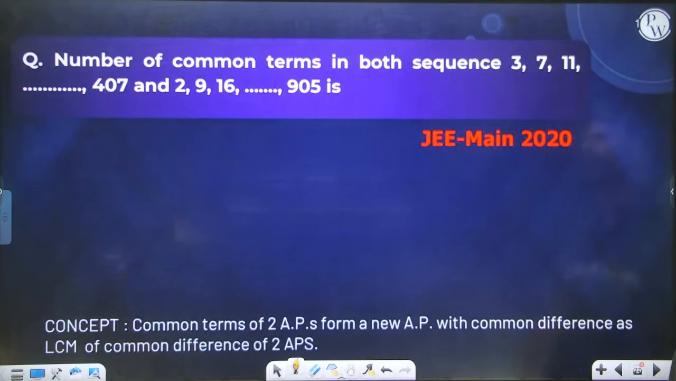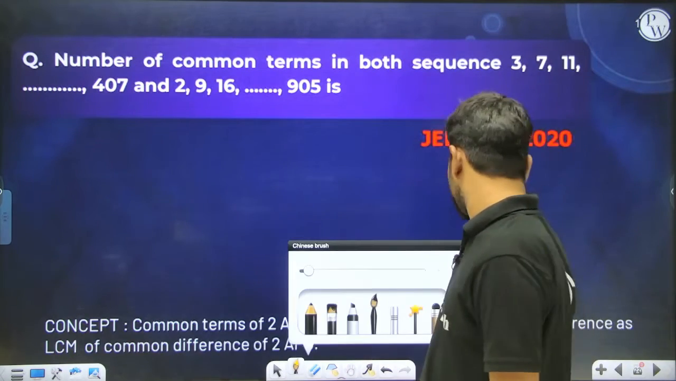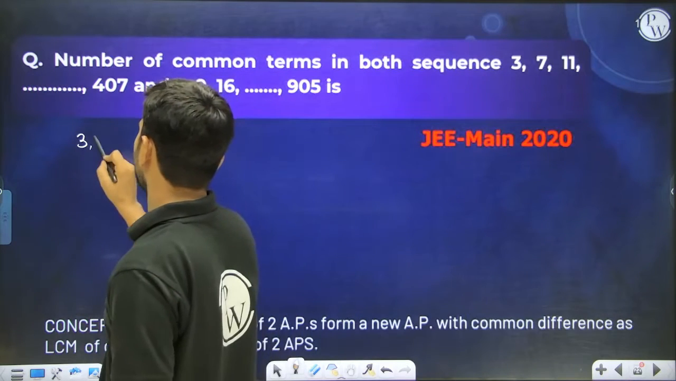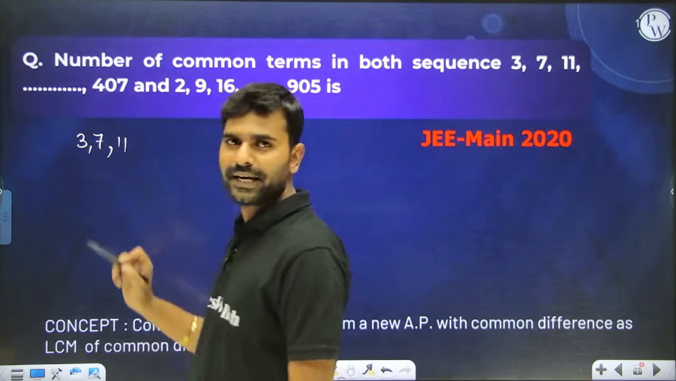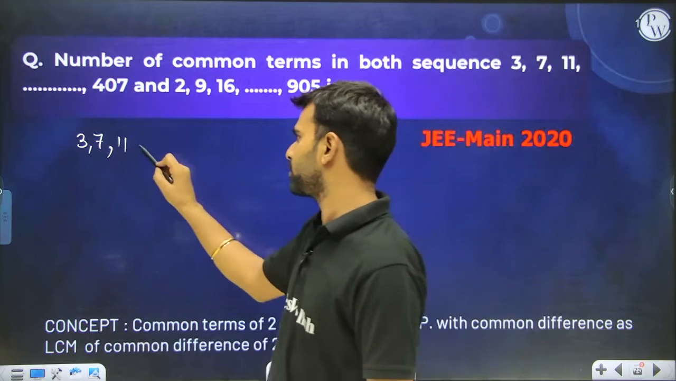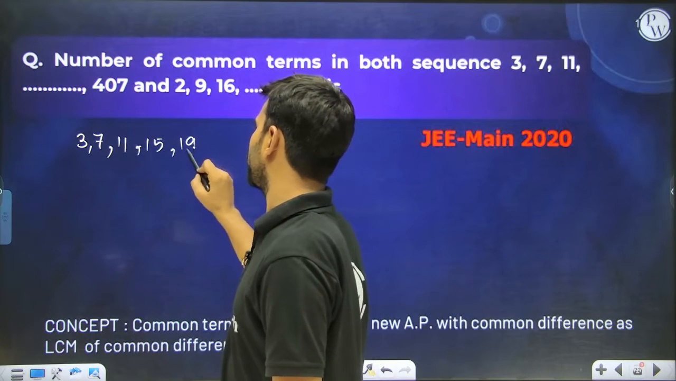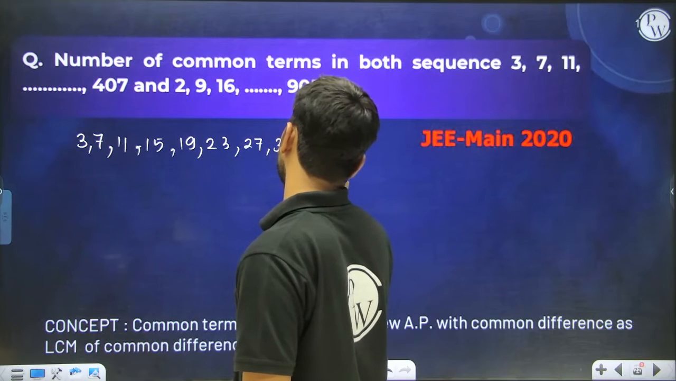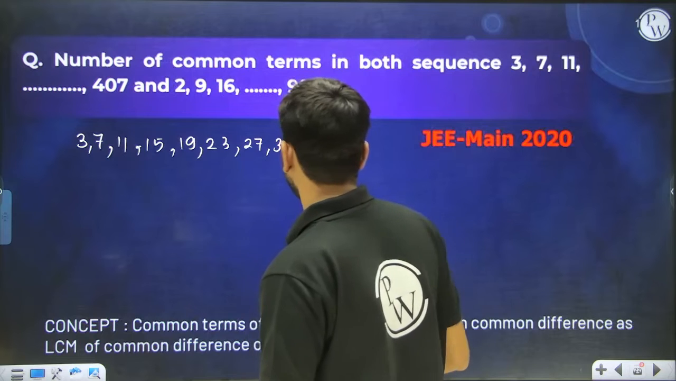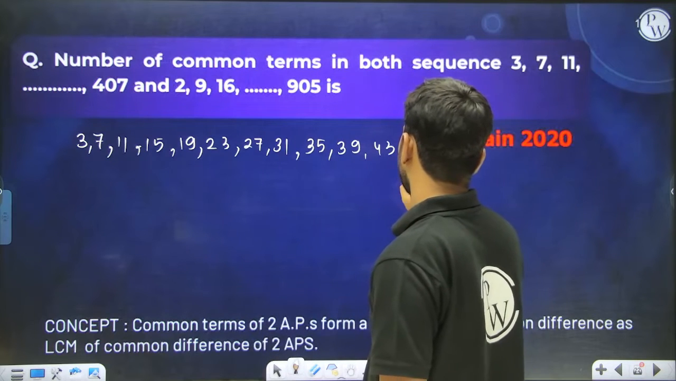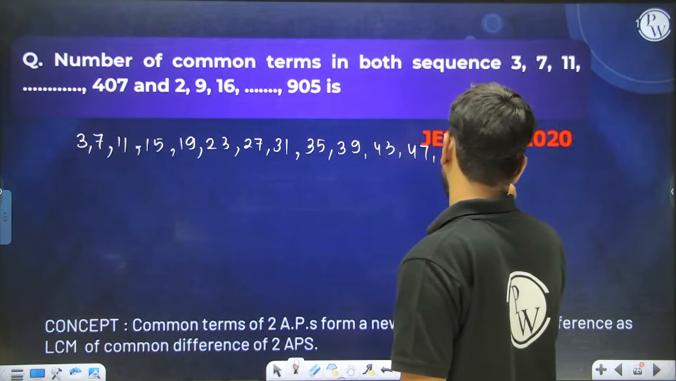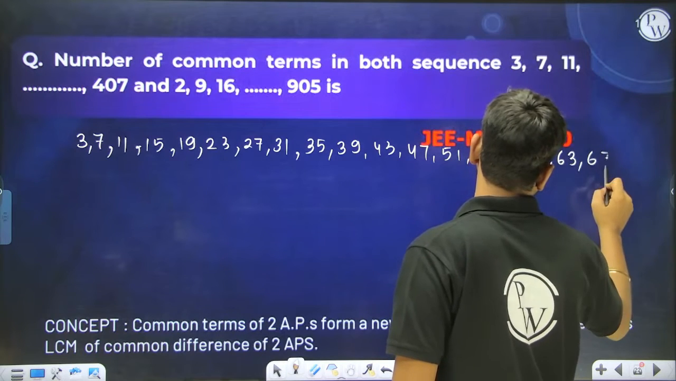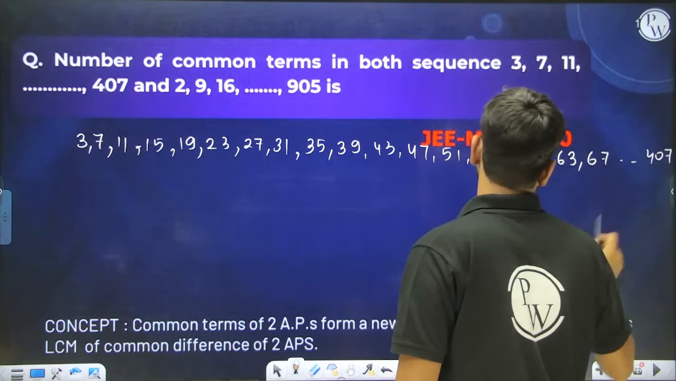Okay, moving ahead. Number of the common terms in both the sequences 3, 7, 11 and so on, till 407. So if you write down the terms, look, is this an AP, 3, 7, 11 and so on? Yes. So let me write down a few terms of the AP. Will the AP be looking like this? Yes, the AP will be looking like this. Till 407 you have to move.